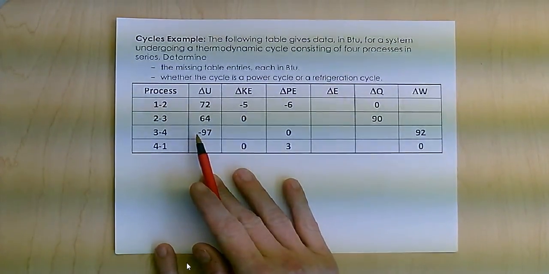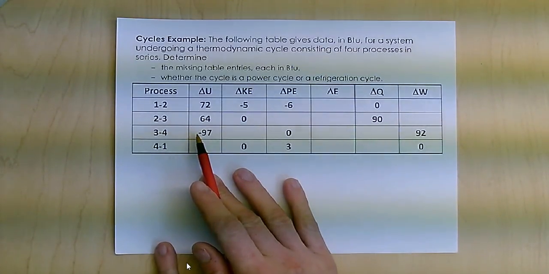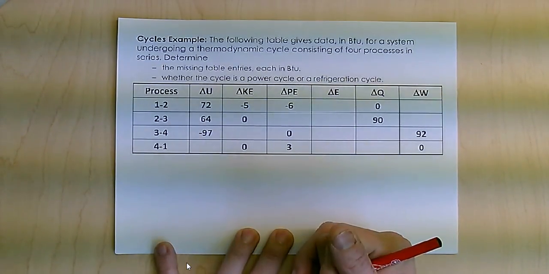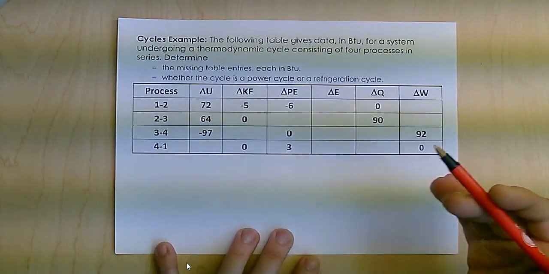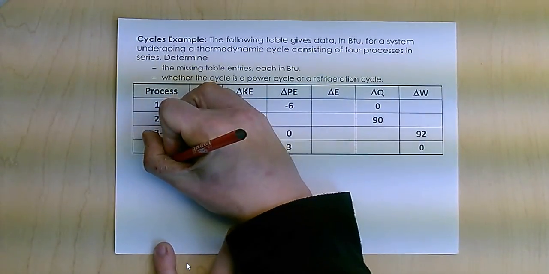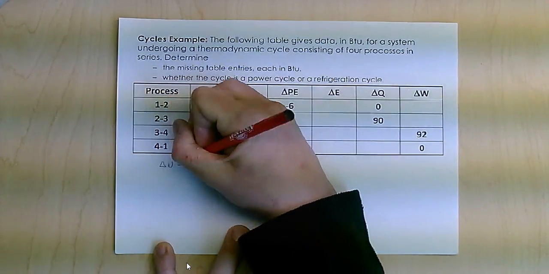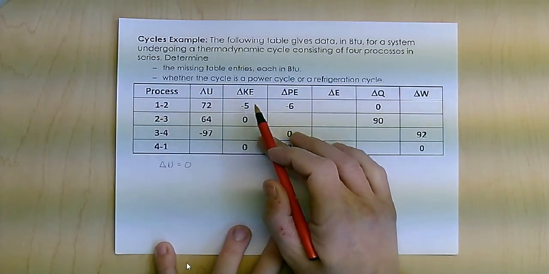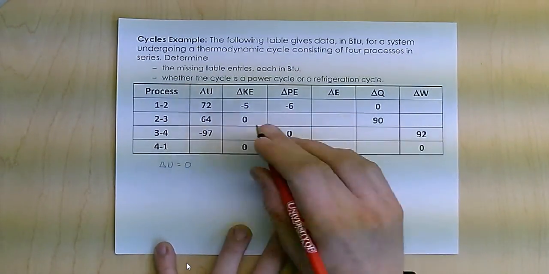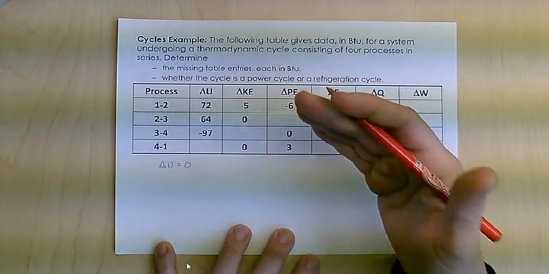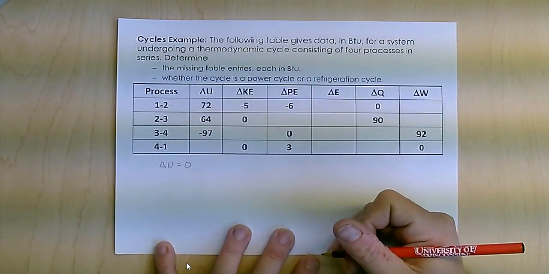So first thing we're going to do is we'll start with the energies. Okay, and remembering that's a cycle, it's going to begin and end at the same property, same state. That basically means that delta U equals 0, as well as delta KE, delta PE. All of these have to add up to 0 because, again, I begin and end at the same point.